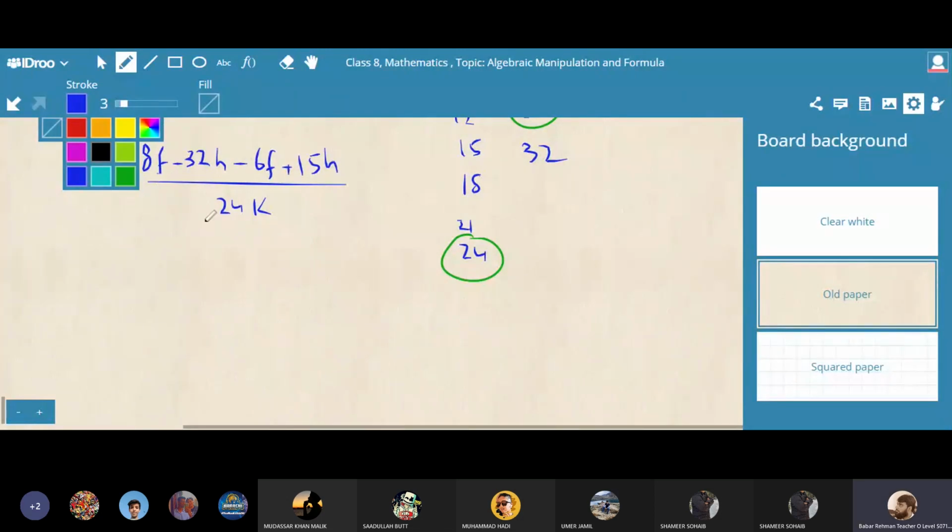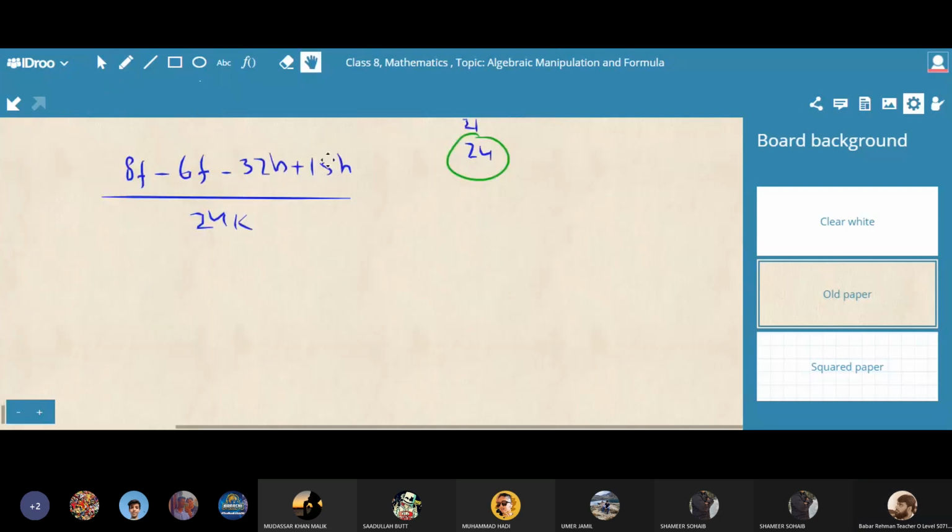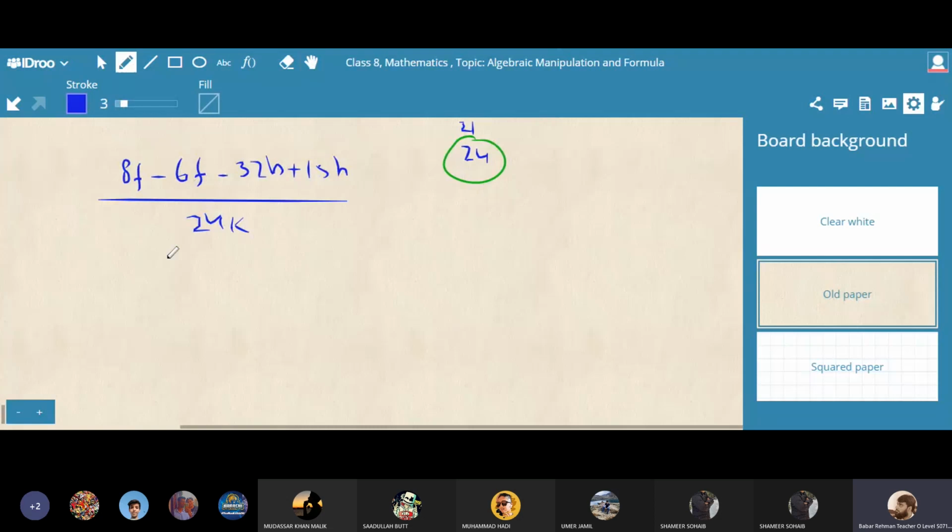8F minus 32H plus 15H. Okay, how can we simplify now? How can we simplify further? 8F minus 6F, how much? 2F. And now it will be 17H, right? Divided by 24K.